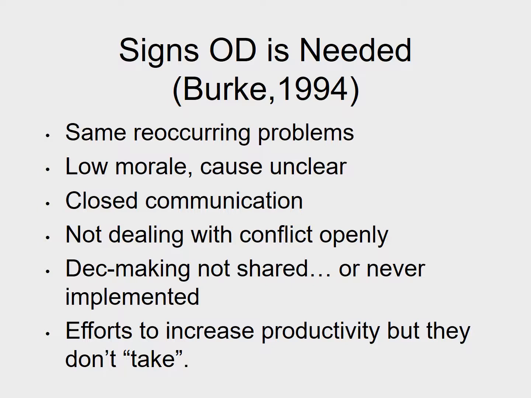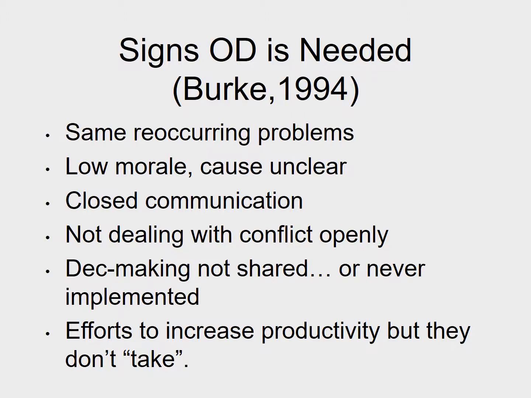So just some quick signs that OD, organizational development, is needed, and this is taken from Burke's 1994 article. Basically, if we have the same reoccurring problems, so not a constant critical problem that's always occurring, but a problem that keeps reoccurring, generally that's an indication that there's something in the process system that gets overwhelmed. So there's something that works most of the time, but then at certain points, for example, during inventory, customer service always dips and we get a bunch of complaints. Well, that isn't affecting the organization from an open systems framework all of the time. It's not a continuous problem, but it's a reoccurring problem.